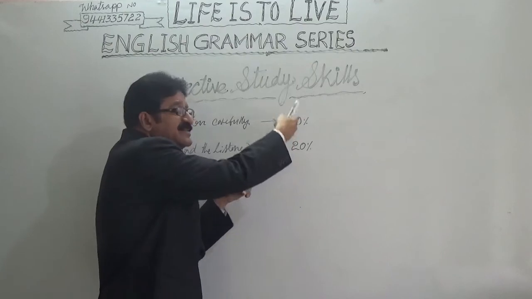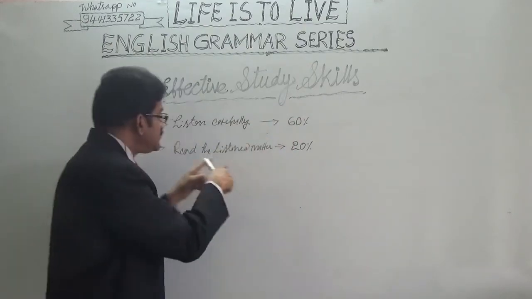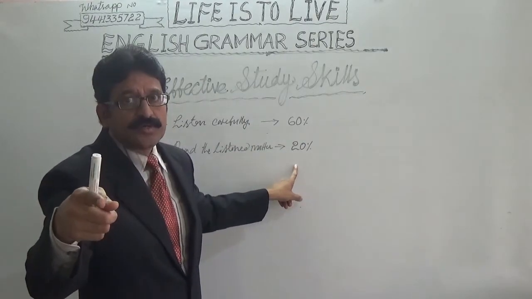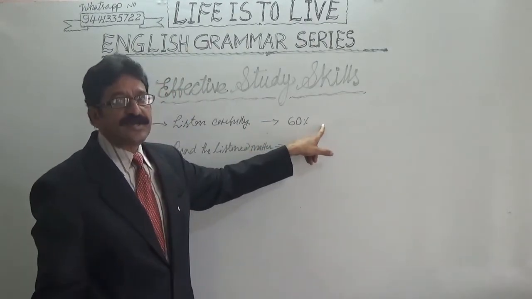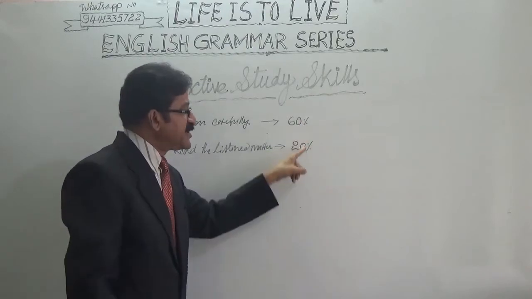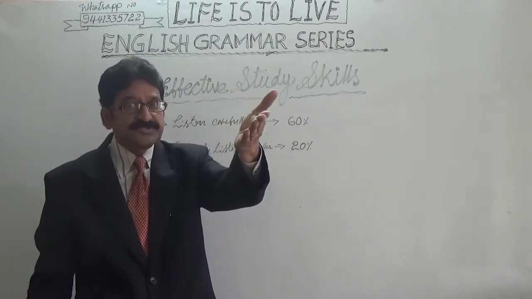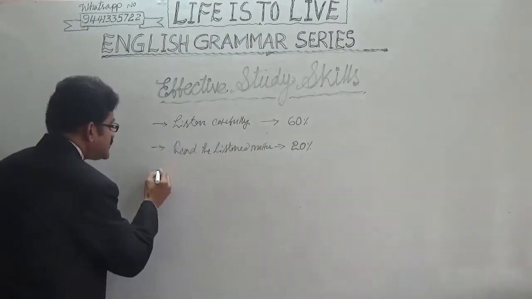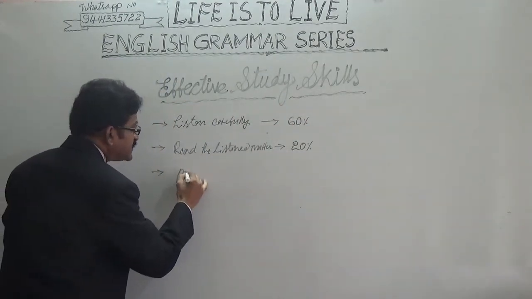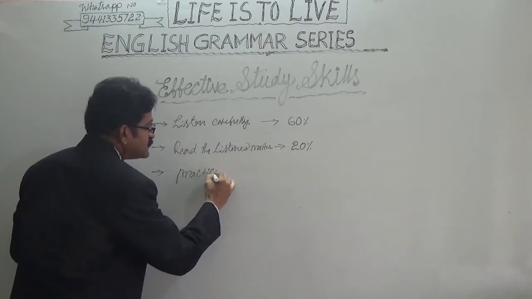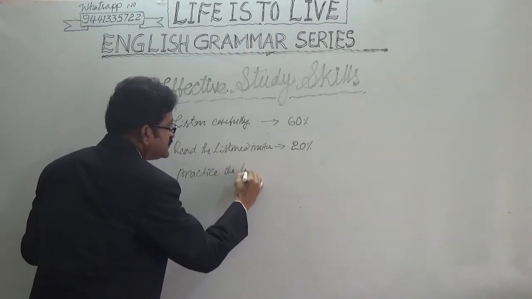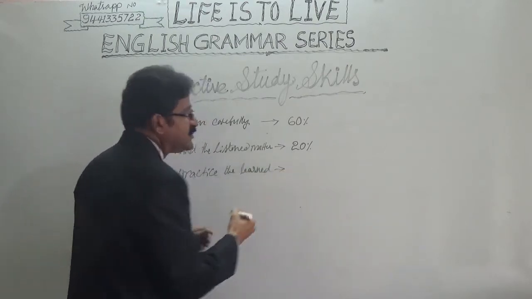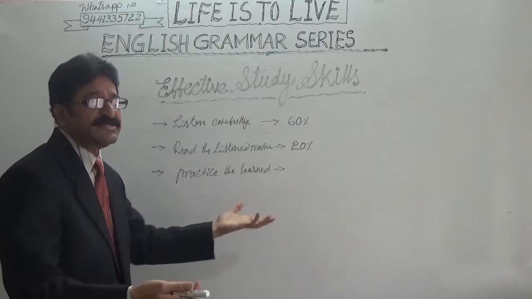But to retain this 60%, on the same day you are supposed to read the same topic again on your own. So the first attempt and the second attempt together become 80%. It is not yet completed. In the third stage, you have to practice the learned thing, learned material, learned topic.